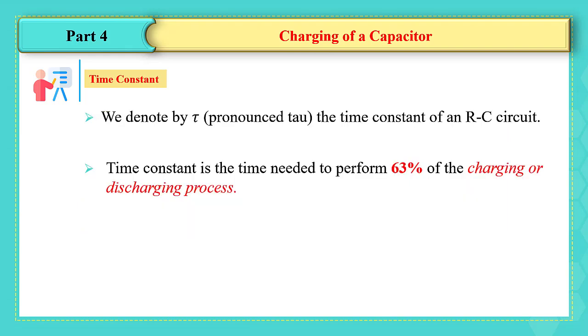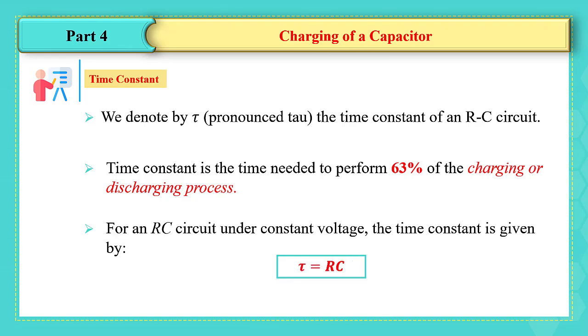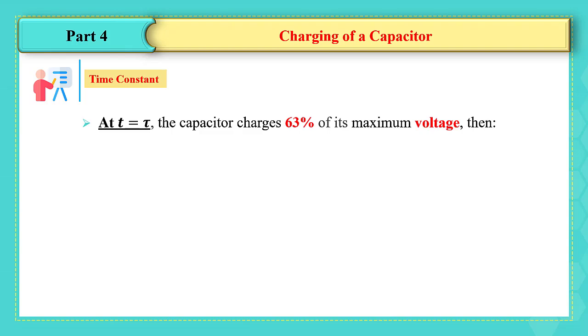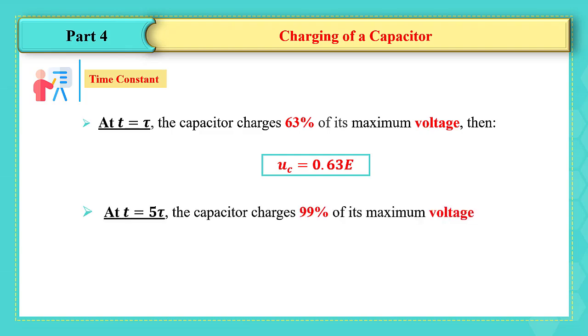So we know now that tau is the time needed to perform 63% of the charging or discharging process. What is new about tau now is that tau is equal to R times C, because tau, R and C are three proportional variables. So, at time t equal to tau, the capacitor charges 63% of its maximum voltage, then UC is equal to 0.63 multiplied by E. 0.63 is 63 divided by 100. And at time t equal to 5 tau, or when the capacitor is practically fully charged, the capacitor charges 99% of its maximum voltage, then UC is equal to 0.99E, which is approximately equal to E.